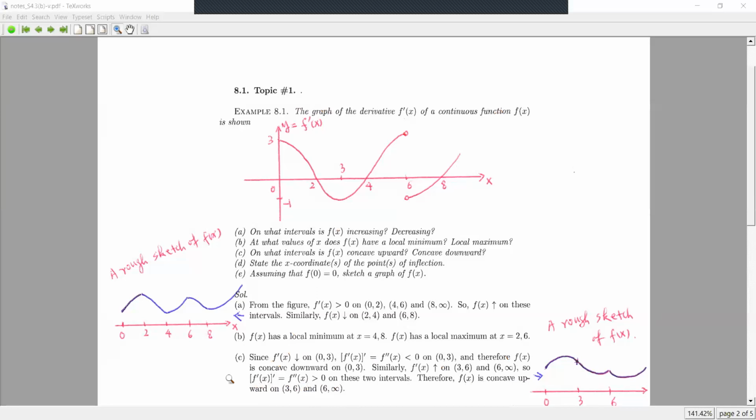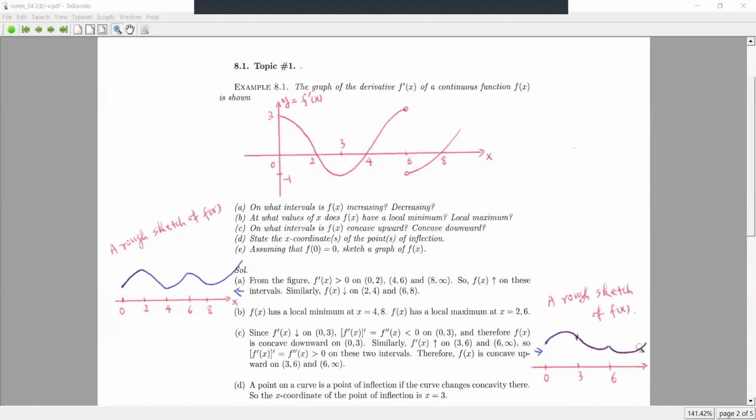This is part C. Part D. State the x-coordinates of the points of inflection. Again, to answer this question, I roughly sketch the graph of f here. From C, function f is concave down on this interval 0 to 3. So for 0 to 3, I draw a concave down curve.